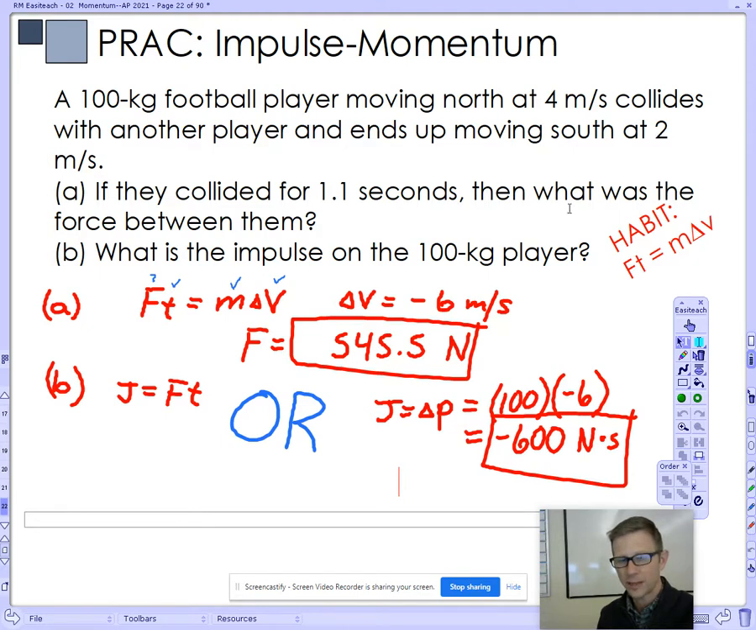If you're still having trouble thinking, why is it not a change in velocity of 2? Think of it like this. What if we just said the football player was moving north and then comes to a complete stop? You'd have to agree that was a pretty big change in velocity, from 4 down to 0. How could it be less of a change in velocity if he goes from 4, not just to 0, but actually ends up going the other way at 2? It's a pretty big change. The impulse on the 100 kilogram player is simply the change in momentum. And the change in momentum is the mass times the change in velocity, so -600 newton seconds. And there are other ways to do that as well.